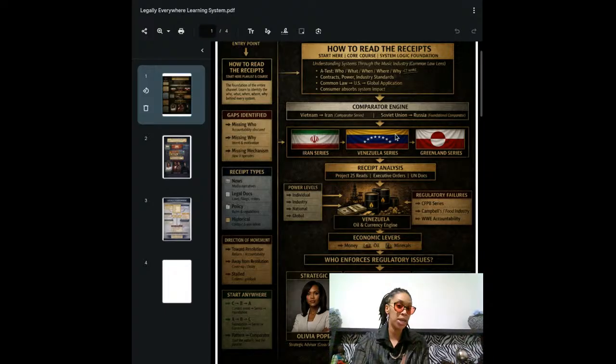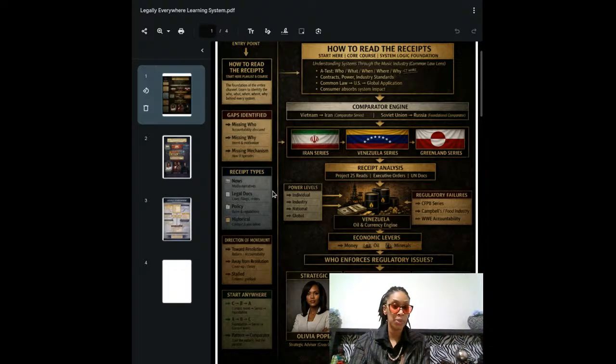And then we go and look at the global events that are happening, right? We have the Iran series, we have the Venezuela series, we have the Greenland series. These are all their own separate series. You can find those indexed as their own playlists. Then you have your actual receipt analyses. These are all their own individual contexts, within the lens of the receipt types. And we'll move straight through.